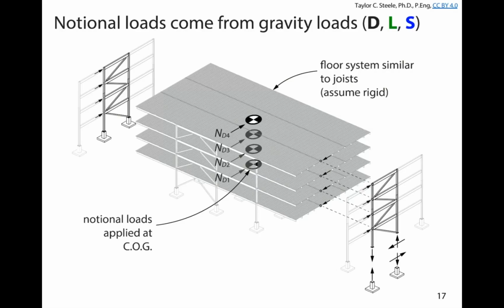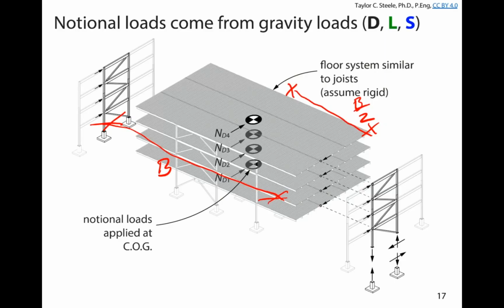If it's uniformly distributed, the center of gravity is going to be in the center of the floor. Basically, this is going to be whatever the B dimension was over 2. If the whole width of the structure is B, we're going to apply the notional load in the center, or at a distance of B over 2. And we're going to take the notional lateral loads and say this is 0.005 times the total dead load at this level. Same thing at the 4 levels.